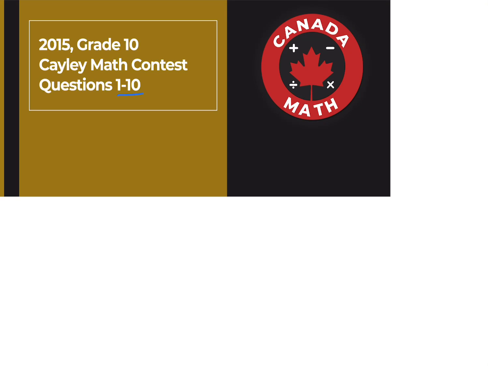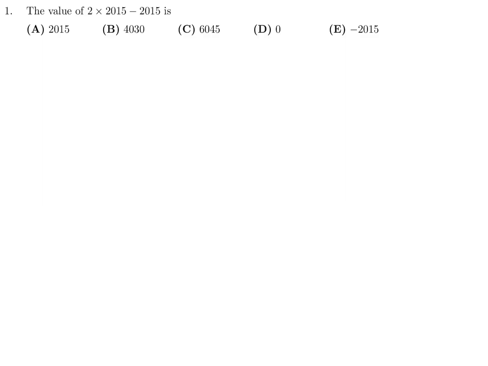Questions 1 through 10 on the 2015 Grade 10 Cayley Math Contest. The value of 2 times 2015 minus 2015 is, well, 2 times 2015 is 4030. Then subtract 2015 from that, and you'll get 2015. So the answer to number 1 is A.